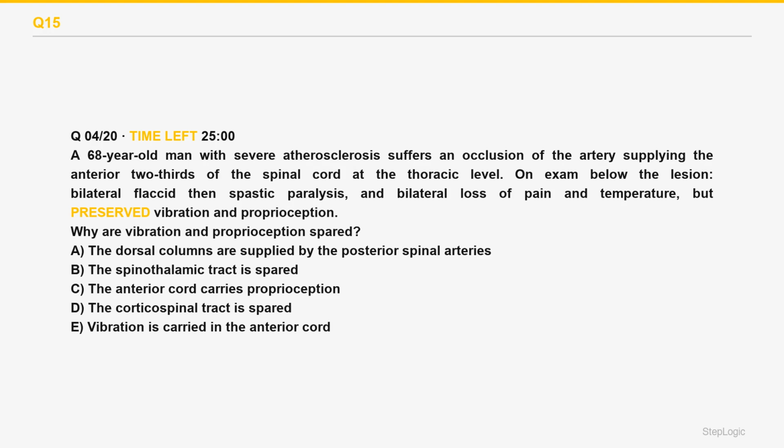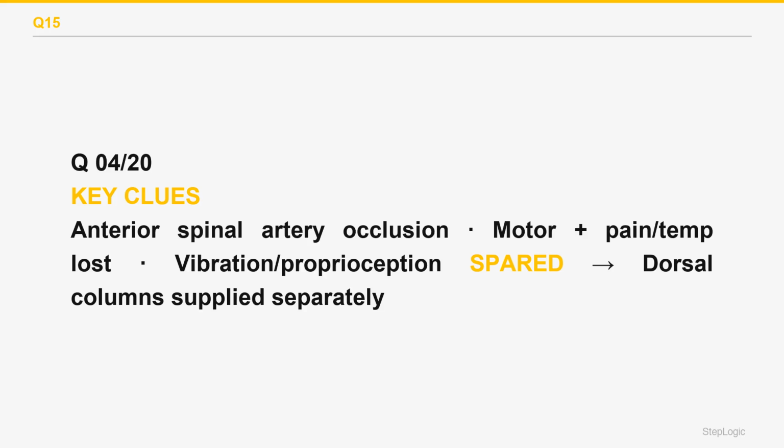Read the command. Why are vibration and proprioception spared? Anterior spinal artery occlusion with motor and pain and temperature loss, but preserved dorsal column function. In anterior spinal artery syndrome, the artery supplying the anterior two-thirds of the spinal cord is occluded.